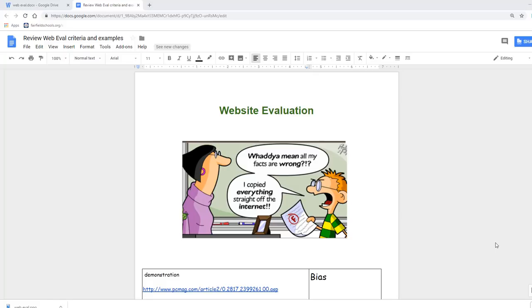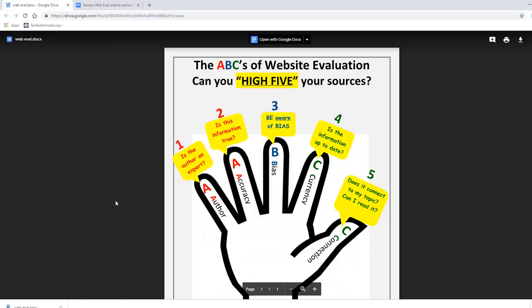I love this little cartoon. It's a little boy. He gets an F on his paper and he's yelling at the teacher, "What do you mean all my facts are wrong? I copied everything off the internet." And the joke is he believes everything on the internet is true. Well, we know now, by this time in your research life, that not everything on the internet is true or factual, and it's your job to figure out what are the trusted resources that you could use for your research project. So we use 5 criteria.